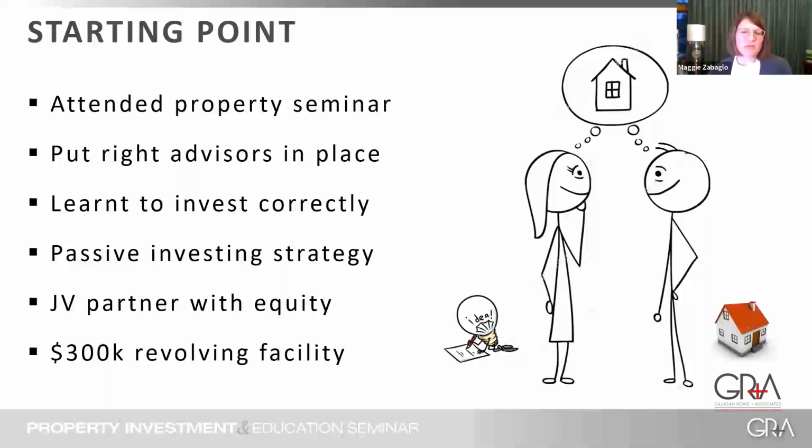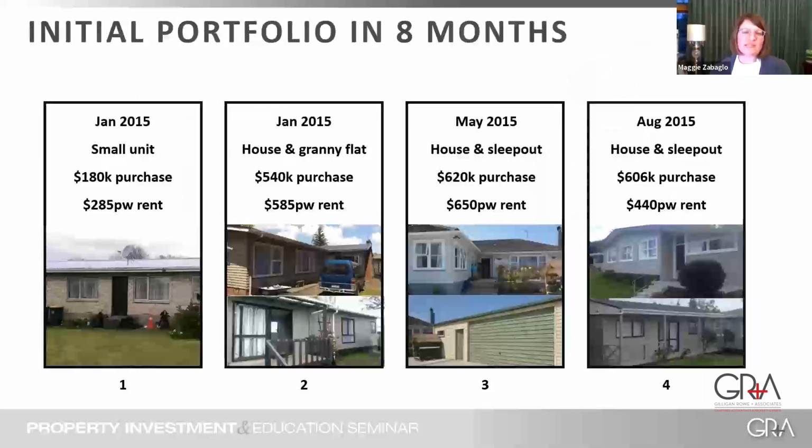With a JV partner, we adopted more of a passive investing strategy, investing in rental properties right from the start, and we were able to secure a $300,000 revolving facility to get going, secured against a house based on income. So I went hard at the beginning and bought 4 properties within 8 months in 2015. These are all in South Auckland.